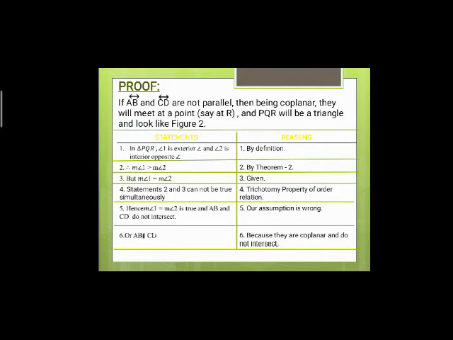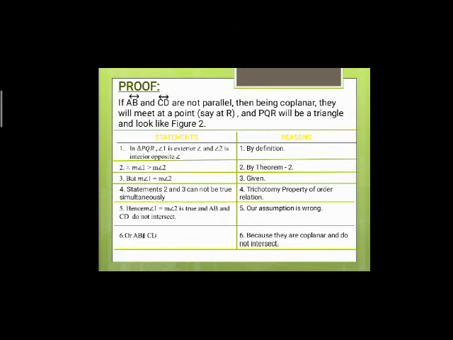So what's the proof for this statement? Here are the statements and the reasons for proving it. In triangle PQR, angle 1 is the exterior angle and angle 2 is the interior opposite angle, by the definition of a triangle. By the help of theorem 2, if a triangle is formed and one angle lies outside the triangle, it becomes the exterior angle, and the angle that lies in the triangle is the interior angle.